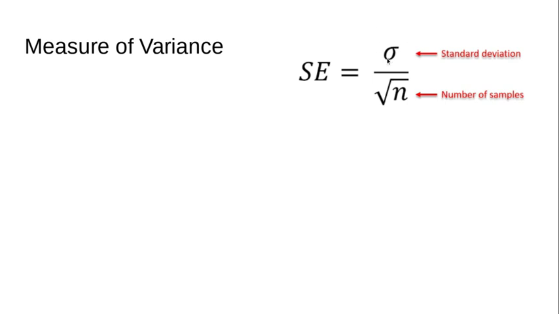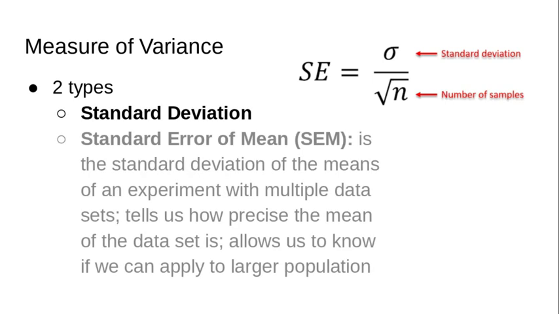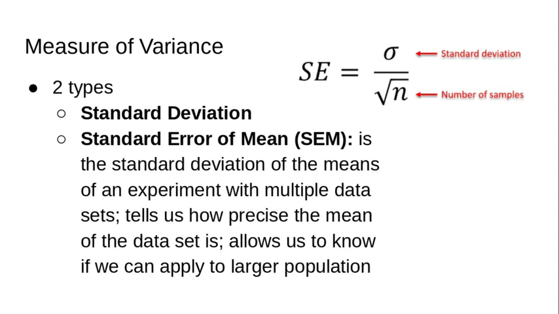But look at the numerator here. The reason we covered standard deviation first is because the full calculation of a standard deviation is actually the numerator for standard error. So you would take your standard deviation and you would divide it by the square root of the number of samples in the data set. So again, we've already covered standard deviation. Let's talk standard error. Standard error of the mean is the standard deviation of the means of an experiment with multiple data sets.